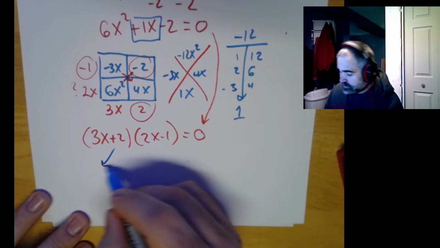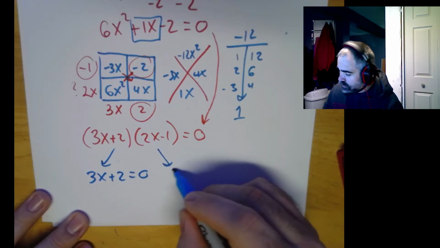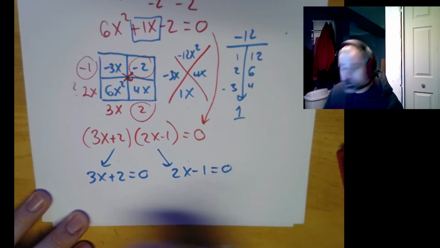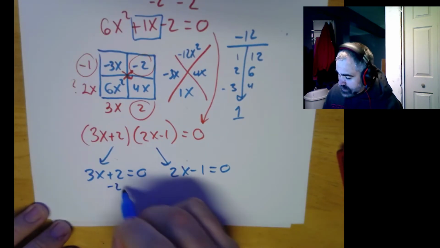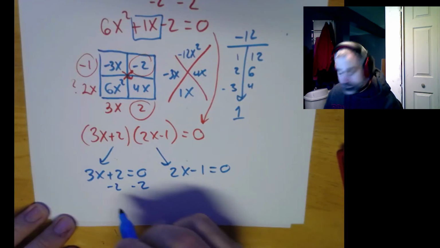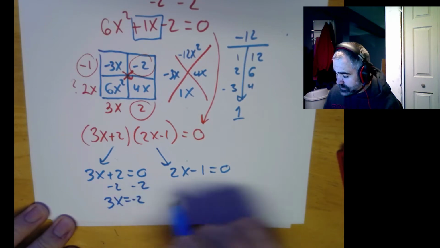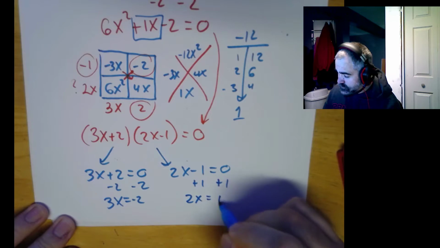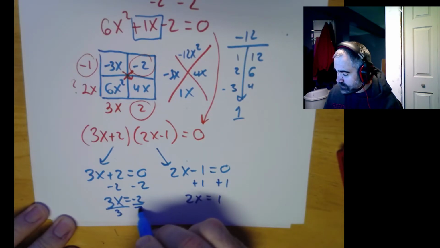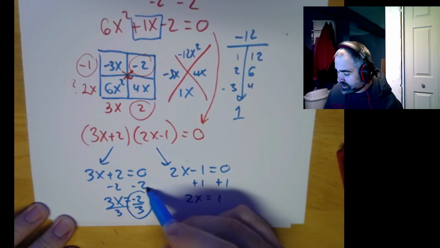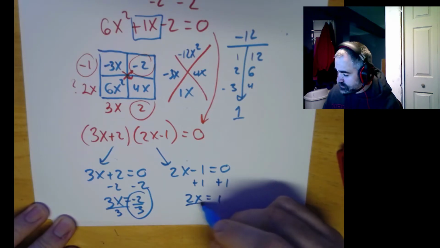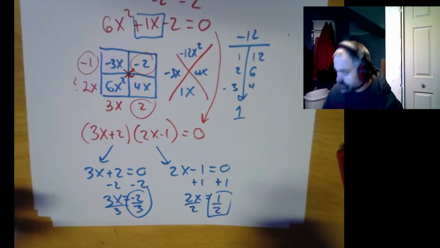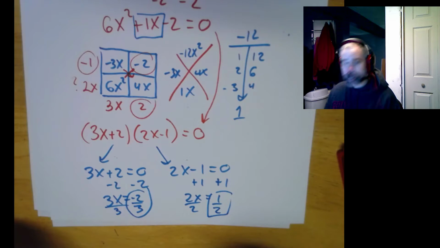Set them up. 3x plus 2 could be 0, or 2x minus 1 could be 0. And then you just solve it. Subtract 2 from both sides. 3x equals negative 2. Add 1. And you can divide here. So with x equaling negative 2/3 and 1/2. Okay. Remember, you have to have 0 on one side or this does not work.